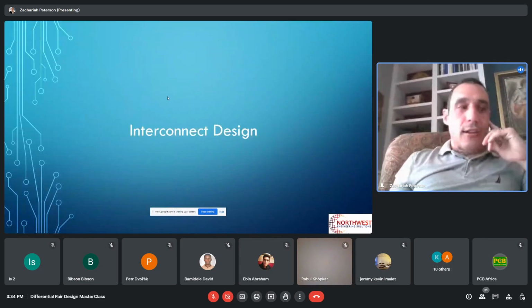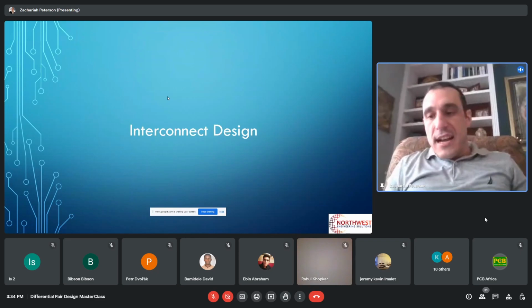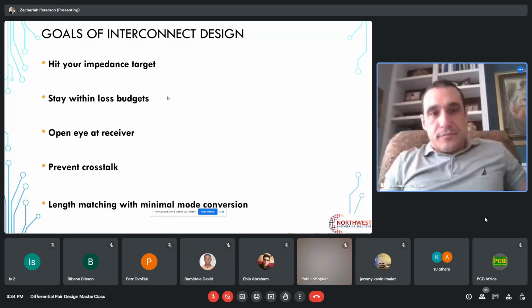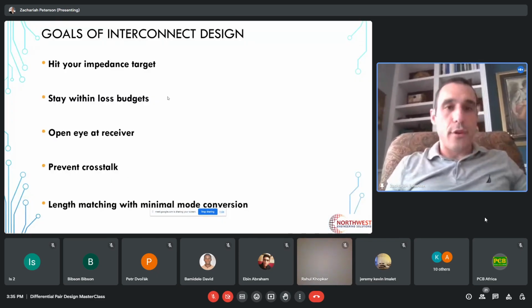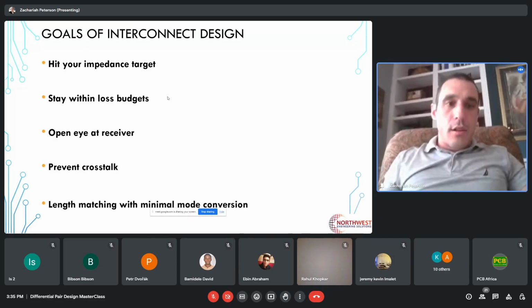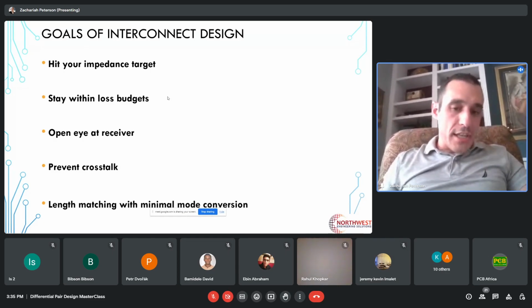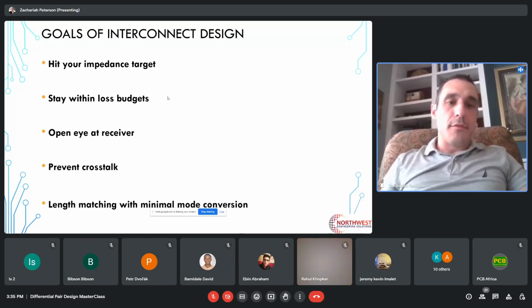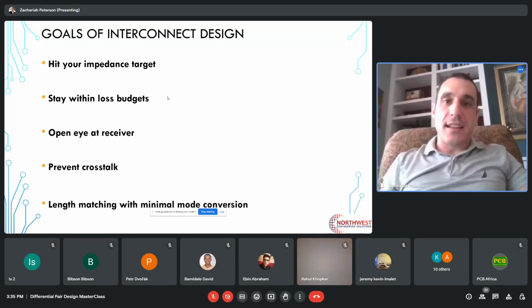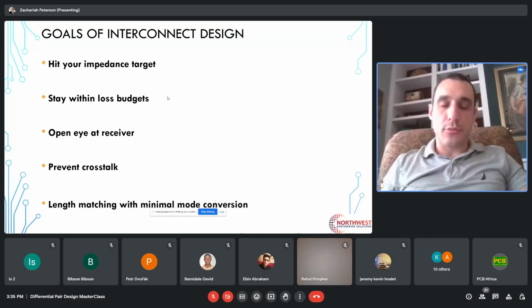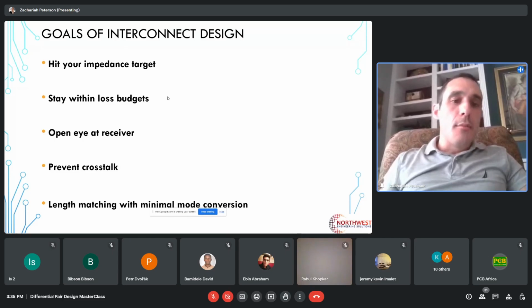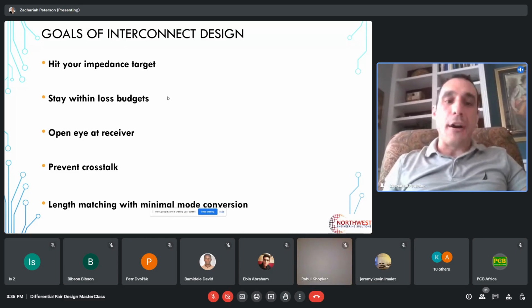So now let's go into interconnect design. So this is the fun stuff. So what are the goals in differential interconnect design? Well, first, obviously, we have an impedance target to hit. I've mentioned this impedance a couple of times. There will be losses within that entire interconnect. And so you need to route the interconnect such that you stay within the loss budget, but you also need to select materials that allow you to stay within your loss budget.